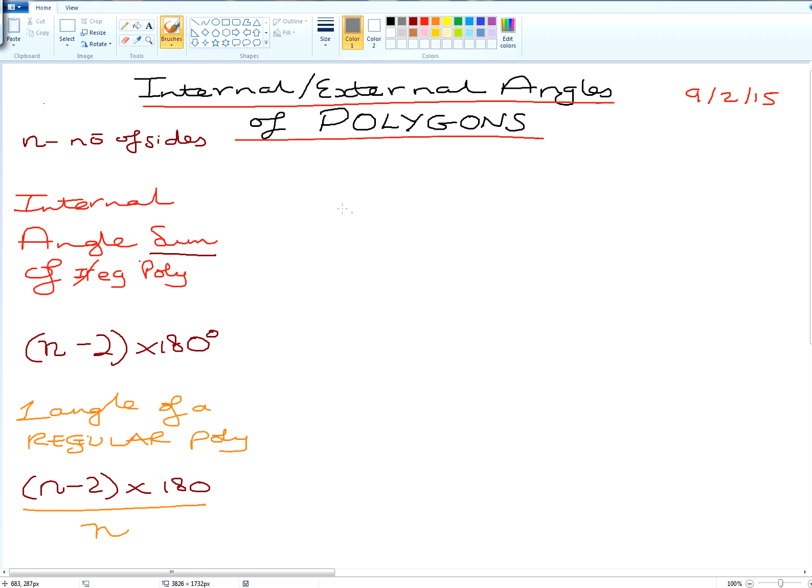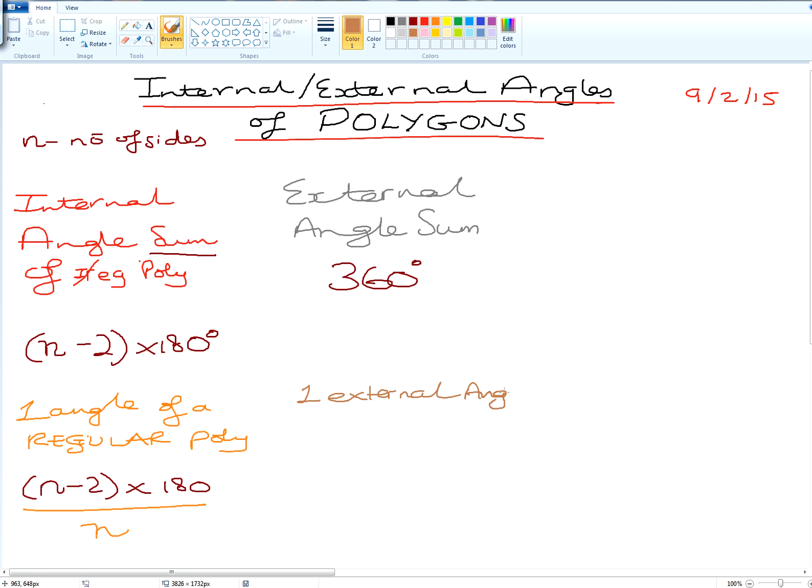Next, we have the external angle sum. That means what do all the external angles add together? That's a nice one, because the external angle sum is simply 360. Now if you want to work out one external angle, this is for a regular polygon. Regular means all of them the same. What do we do? 360 degrees divided by the number of sides.